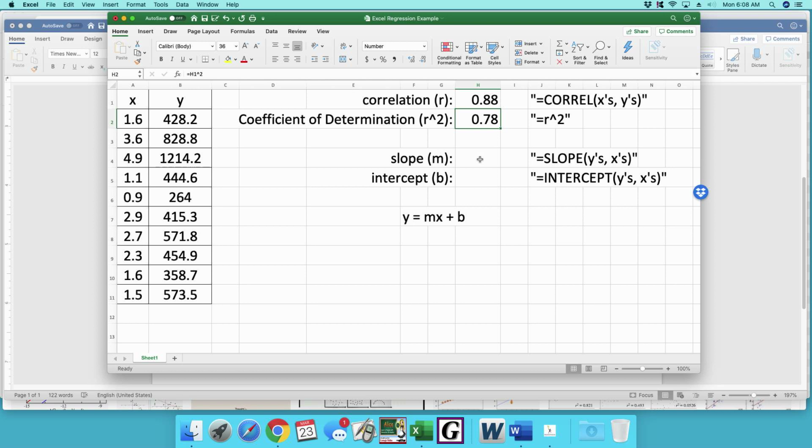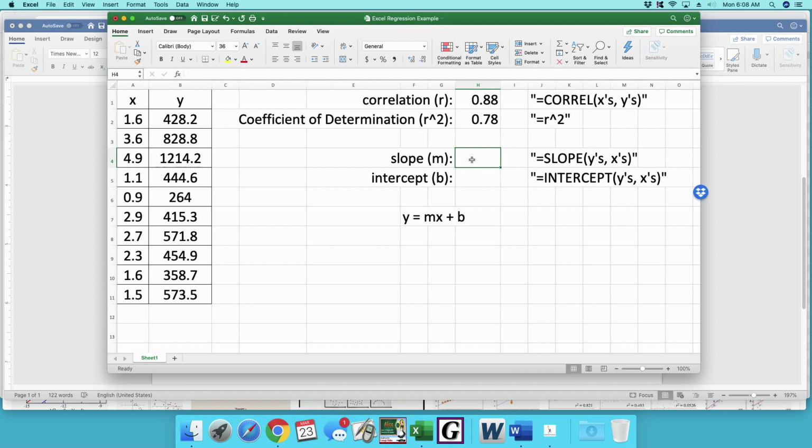All right, now once we know that it's relatively strongly correlated, we can go ahead and build our linear regression, our mathematical model that explains the data. But to do this, we need slope and we need the y-intercept. So our formula is over here. You can see slope. Now the tricky part here is it's y's comma x's. It's the reverse of the correlation.